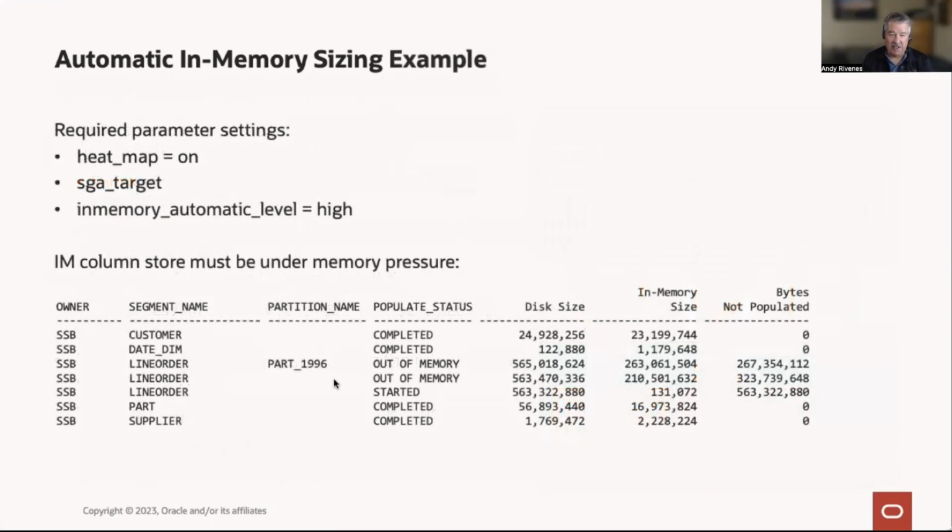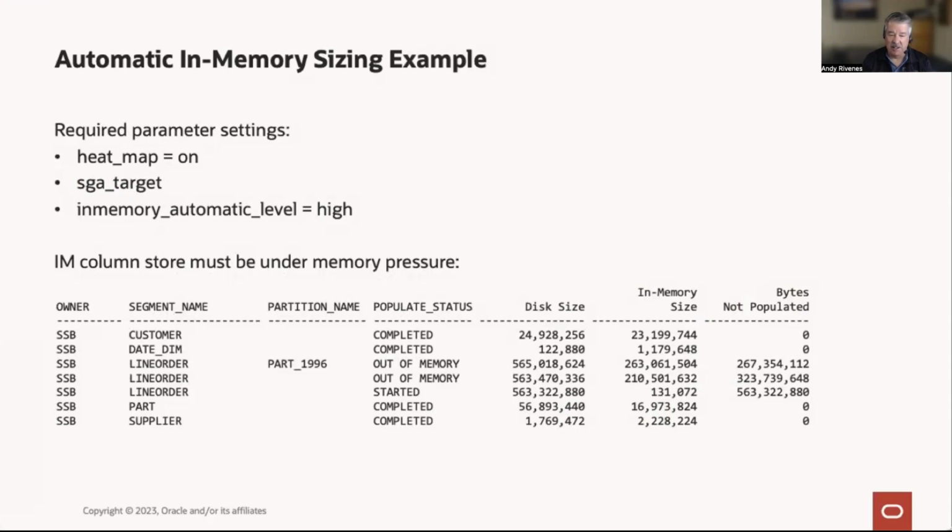So I have an example that I created, and I was able to get the database to grow, but it's on the same kind of cycle that automatic shared memory management uses. What I did is I set heat map on, which is a requirement for this. I set SGA target, as I showed you, to 1400 megs. The in-memory size was 800 megs, but I actually lowered it for this particular one to only 400 megs, and that's what I had in the note. And then in-memory automatic level was high.